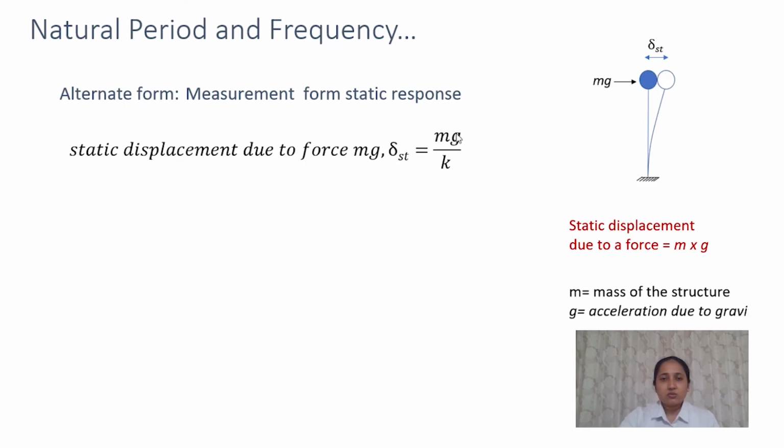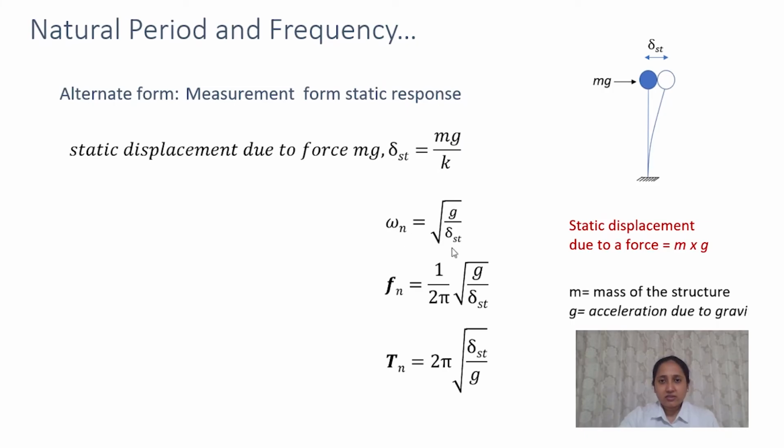Once you know this, using this static deflection we can calculate the natural period and natural frequency. ωn can be calculated as the square root of g by δst. If ωn is this, then fn, that is the cyclic frequency, will be ωn divided by 2π. So we can calculate the cyclic frequency using this formula, and the natural period will be the reciprocal of this. So you can calculate the natural period also. All these quantities can be calculated from static response itself.